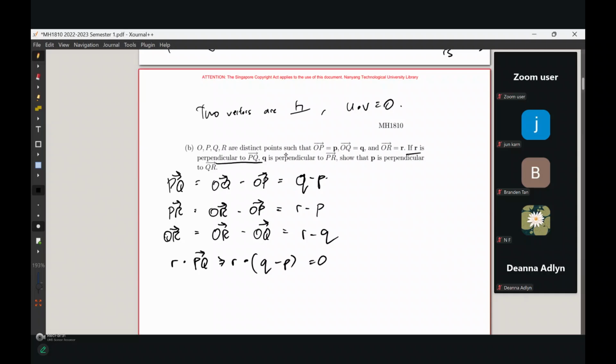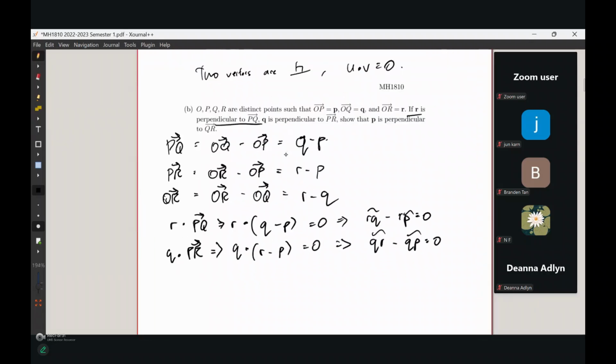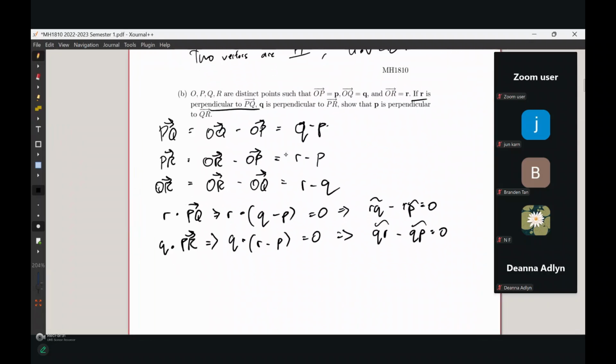Then similarly, we have Q perpendicular to PR. So here we will have Q dot PR, which is R minus P, also equal to 0. If you expand it out, you get R·Q minus R·P equal to 0, and Q·R minus Q·P equal to 0. Again, all these are vectors. I'm just going to write down that they're vectors here.